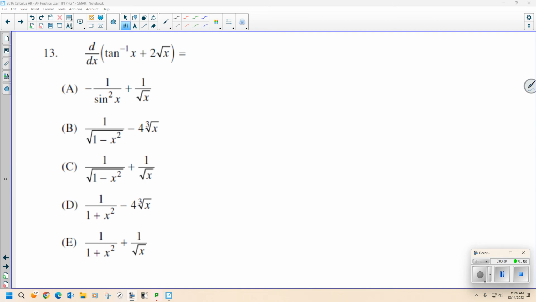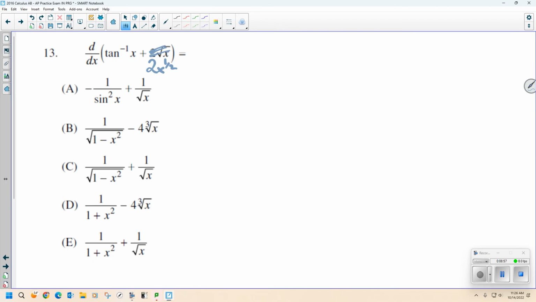So number 13, you're going to play with my heart like this, huh? The derivative of the inverse of tan of x plus 2 times the square root of x. First off, I'm going to rewrite this. Whenever I'm taking derivatives, I love to have exponents. That is x to the 1/2. Okay? 2 times x to the 1/2. The square root of x is equal to x to the 1/2.